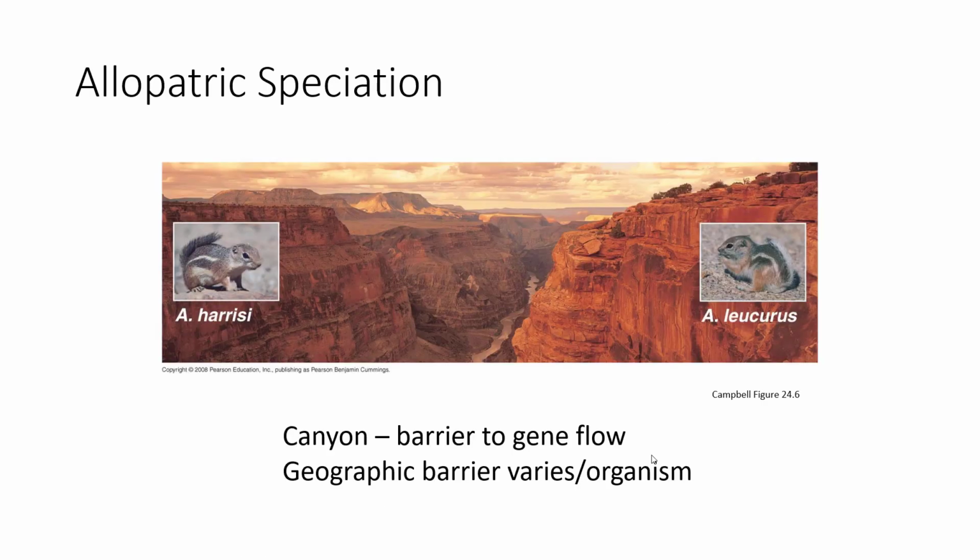Canyon is a good example here. The chipmunks on each side of the Grand Canyon cannot mate with one another, therefore it forms a barrier to gene flow, and they have speciated over time such that they now mate at different seasons as would be appropriate on each side of the canyon where slightly different ecological features exist.